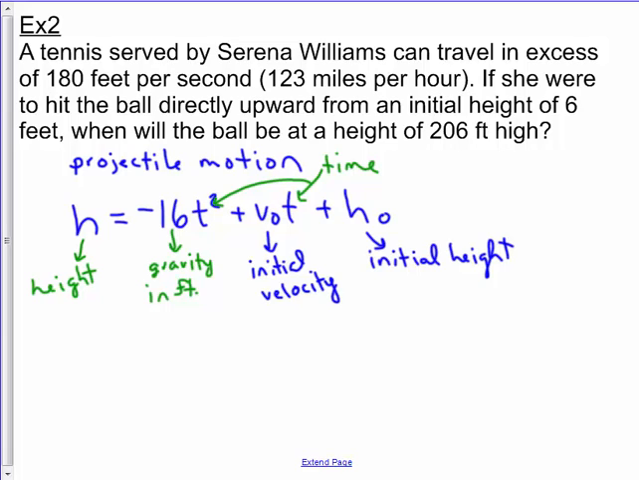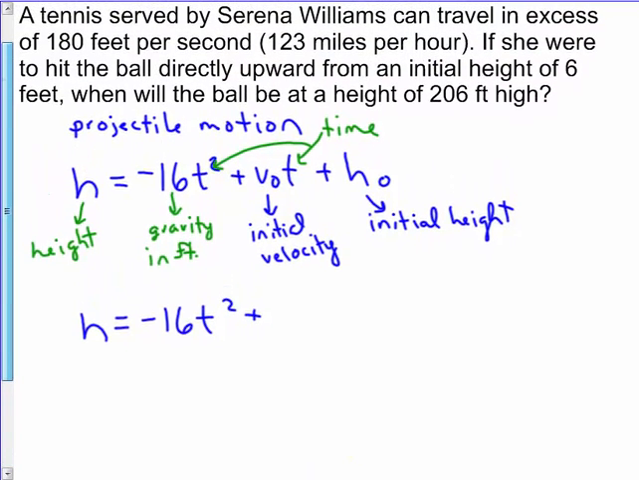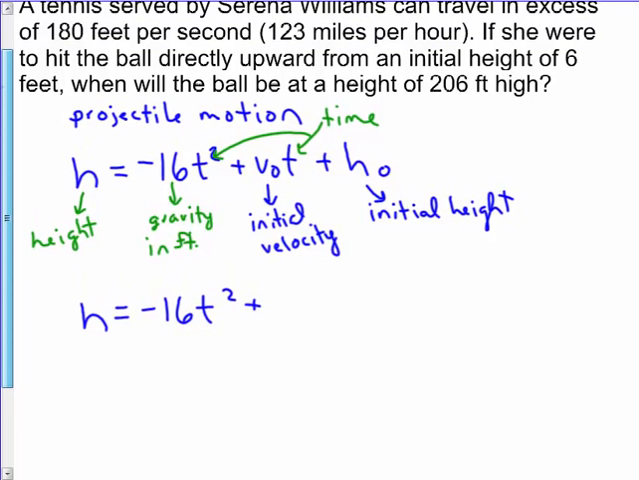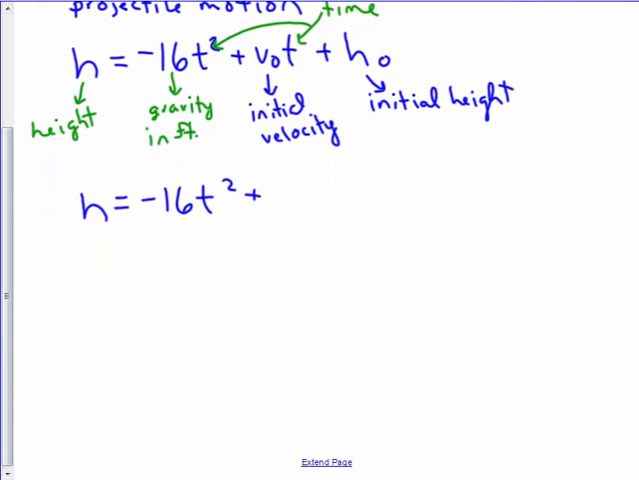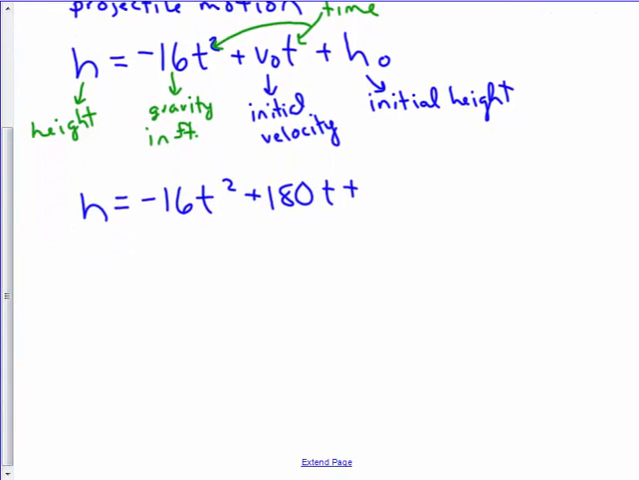So at this point, all I'm going to do is plug the numbers in that I have. H is the height. I don't know what that is at this point. So h equals negative 16t squared plus v sub 0. What's my initial velocity? That's 123 miles per hour, or, because I'm in feet, it's 180 feet per second. My initial height, well, that's going to be 6 feet. So we have to be talking about the same units here. 180 feet per second, 6 feet high.